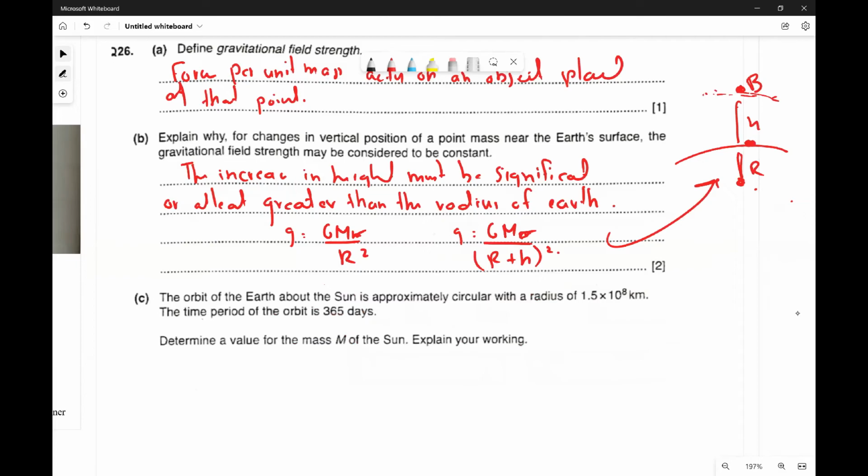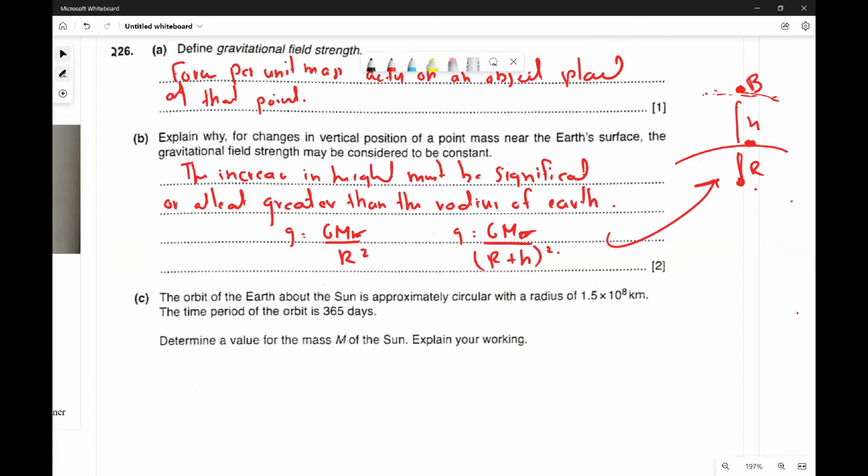So yeah, GM over r square, just remember the point for the first one, because we're only looking at the radius, the object must be on the surface. The second one, because we're looking at the radius plus height, so the object is at that particular value of height above the surface of Earth.